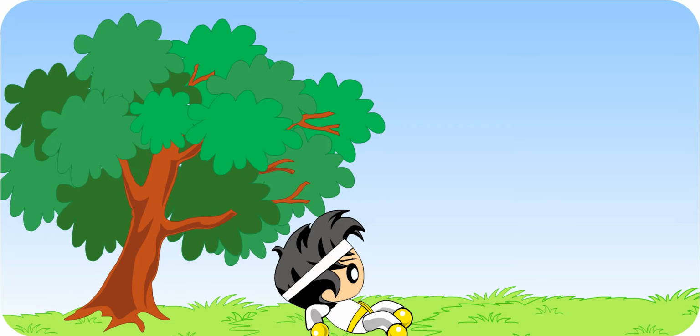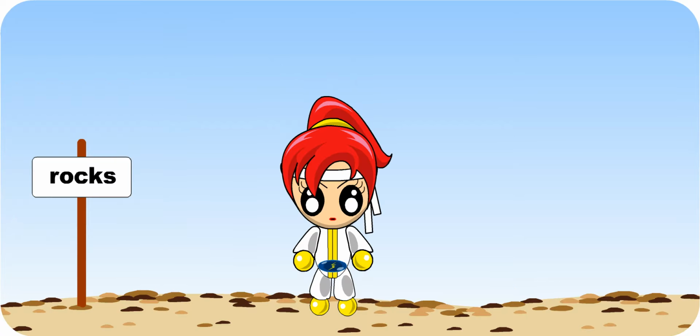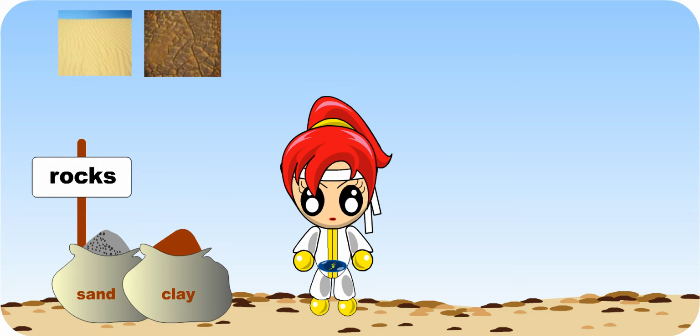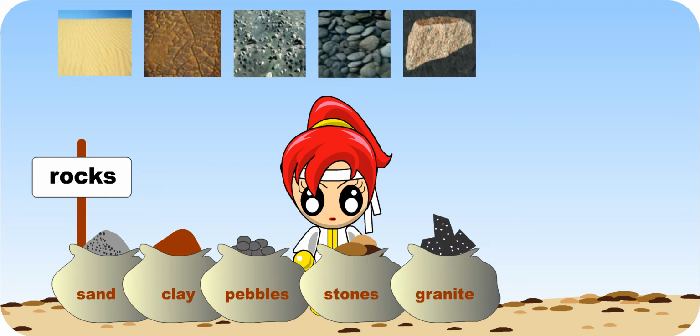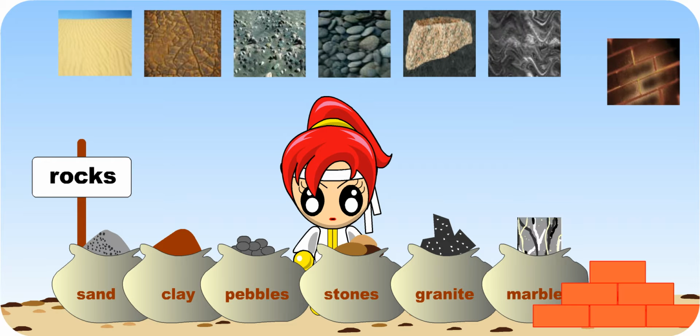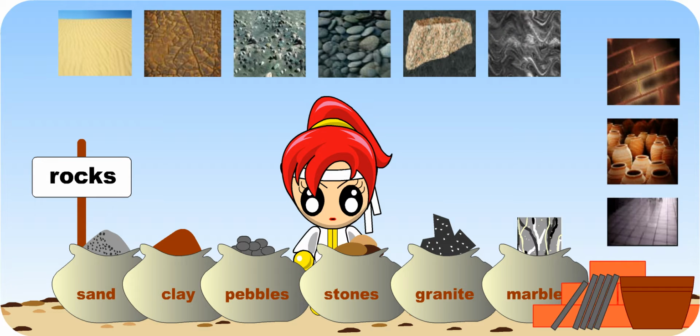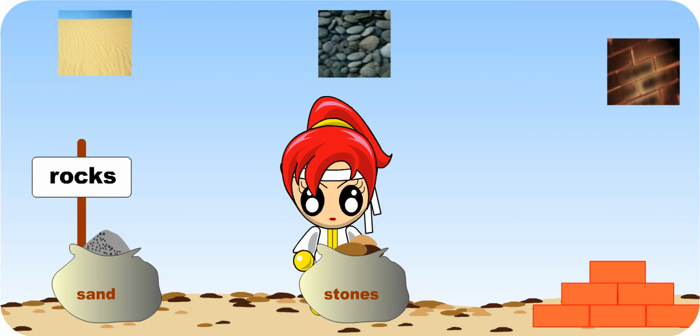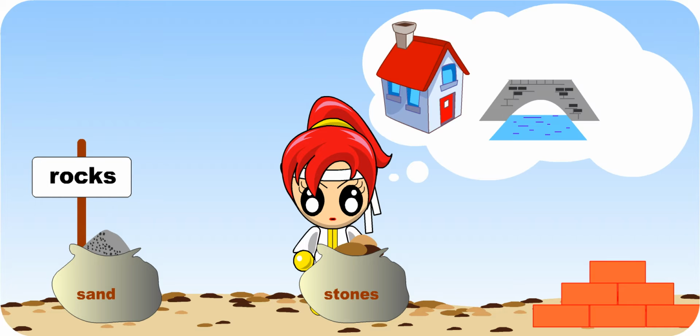I see. Rocks are obtained from the ground. Examples of rocks are sand, clay, pebbles, stones, granite, and marble. Bricks and ceramic pots and towels are baked from clay. Bricks, sand, and stones are used as construction materials for building houses, bridges, and roads. So rocks are useful too.